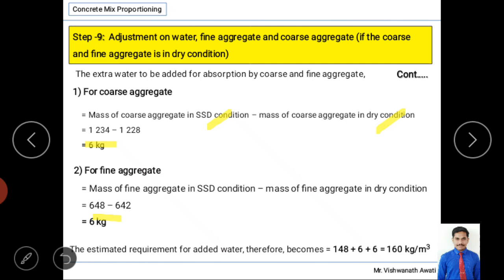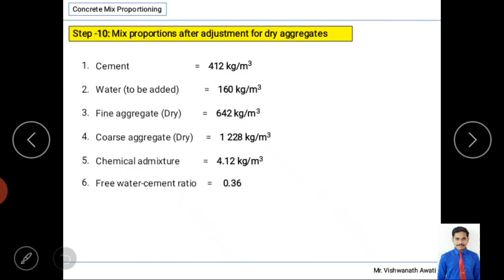Correct. So next we will go to step number 10. Very important, last step. So what we have to do? Similarly, how we did in step number 8, we have to remember this cement, right? And we have to write down the calculated value of cement content. So how much did we get? 412 kg per meter cube. Next is water. Here we calculated the water. Earlier it is 148 plus 12. Then we got 160 kg of water.